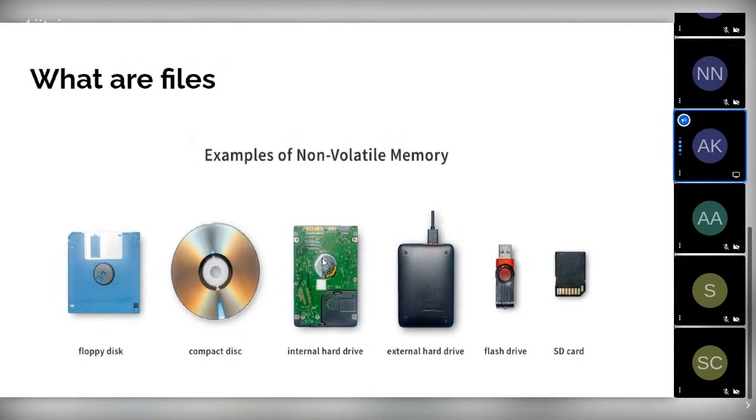Second is internal hard drive. An internal hard drive is a hard drive that is present inside your computer, laptop or mobile phone. External hard drives are hard drives that you can connect to your computer using USB cables. Next is flash drive. Flash drives are nothing but pen drives. Next is SD card. I think all of you know these. These are non-volatile memory storage devices. Is this clear to everyone?